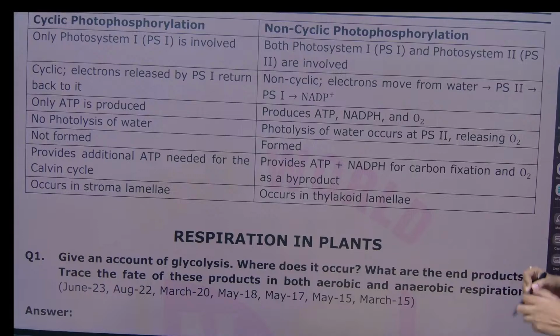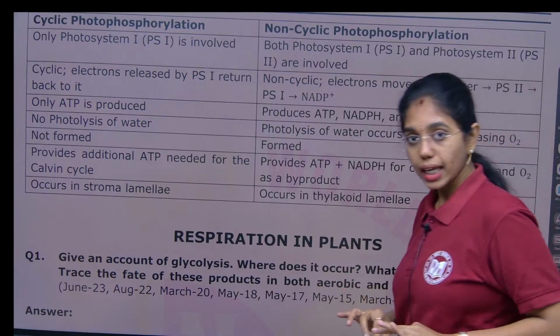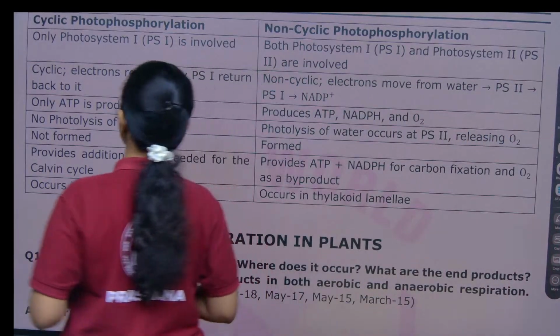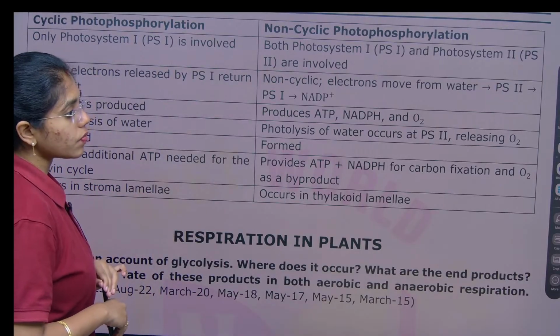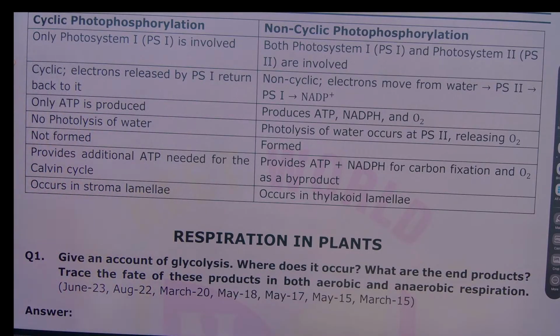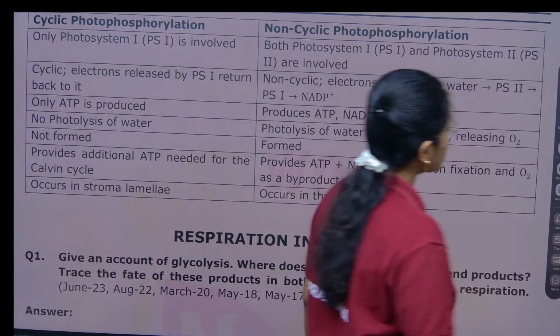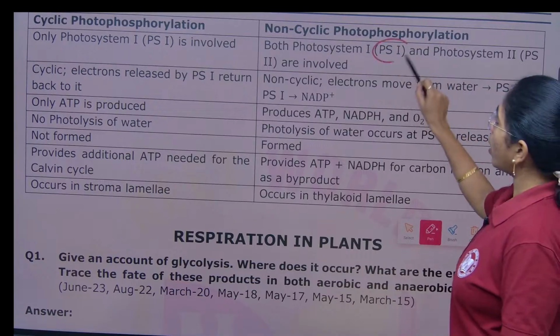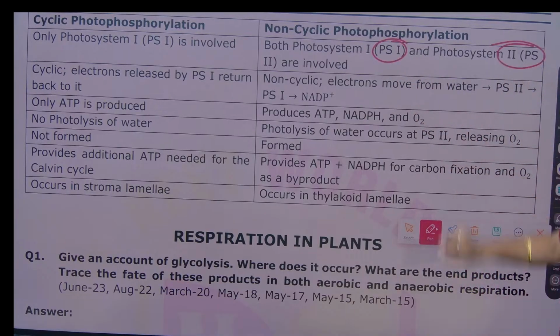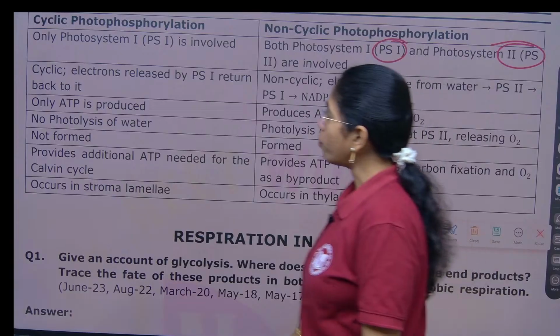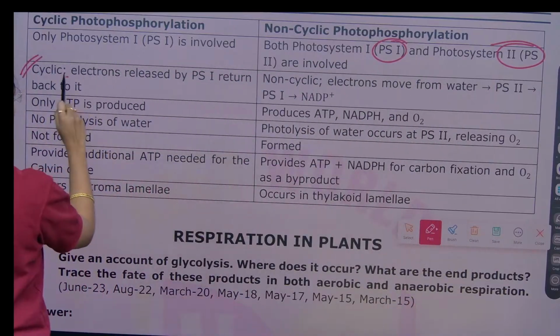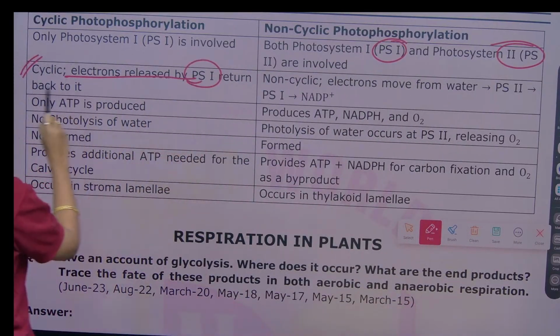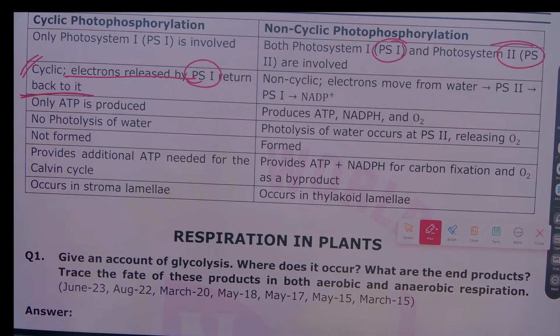Lastly, the tabulated form of cyclic and non-cyclic photophosphorylation. Firstly, only photosystem 1 is involved in cyclic photophosphorylation. In non-cyclic, two are involved, both photosystem 1 and photosystem 2. And in cyclic photophosphorylation, electrons are released by PS1 and they return back to PS1.